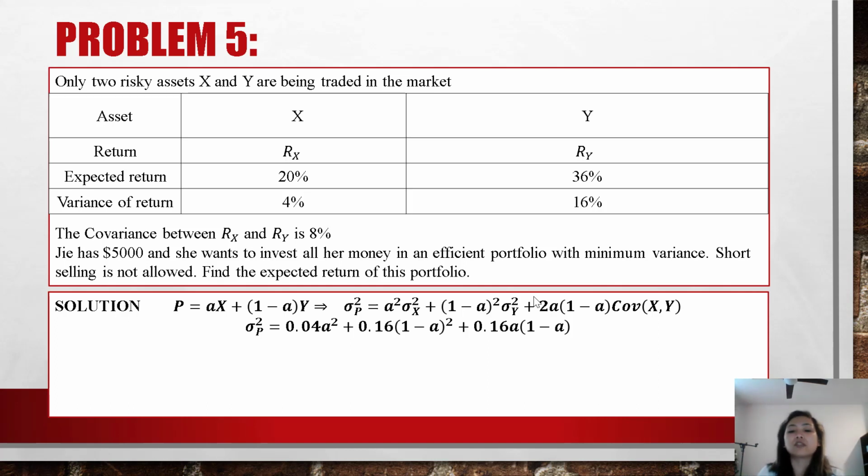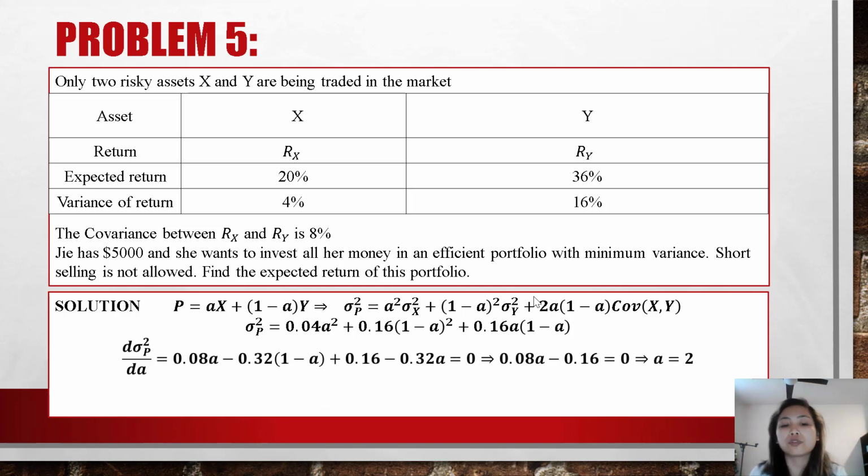And now just take the derivative of sigma squared P with respect to A. We got 0.08A minus 0.32(1 minus A) plus 0.16 minus 0.32A. And set this equal to 0. We got 0.08A minus 0.16 is equal to 0. And we got A is equal to 2 by solving this equation. But A here, 2, is greater than 1. And short selling is not allowed.